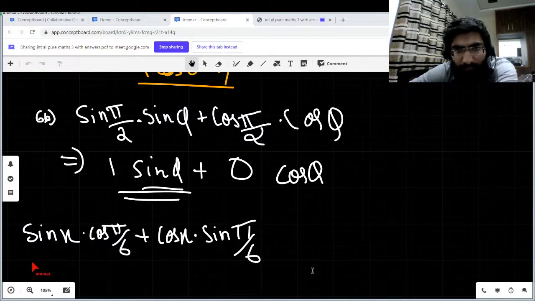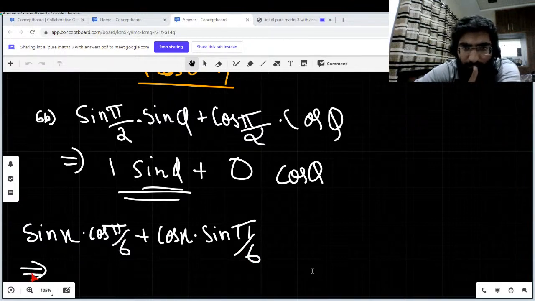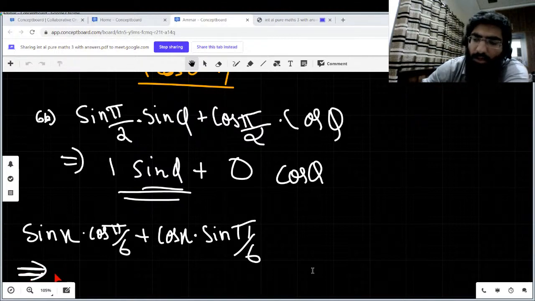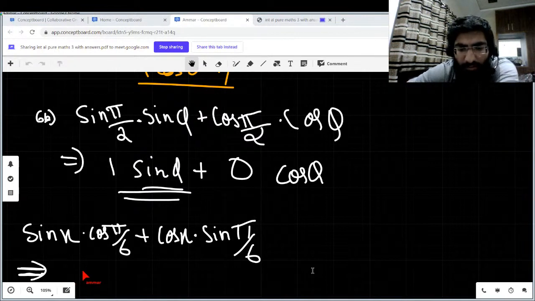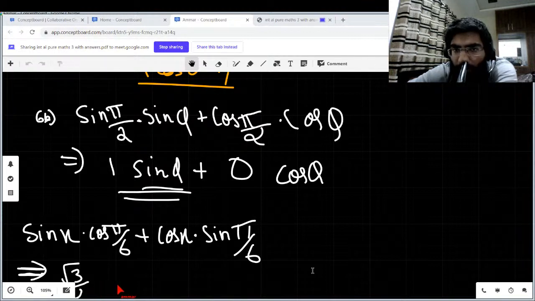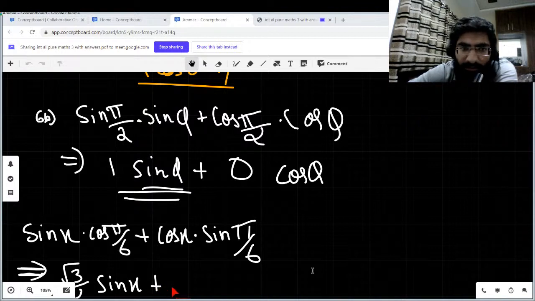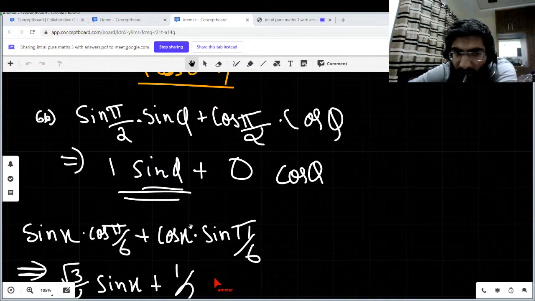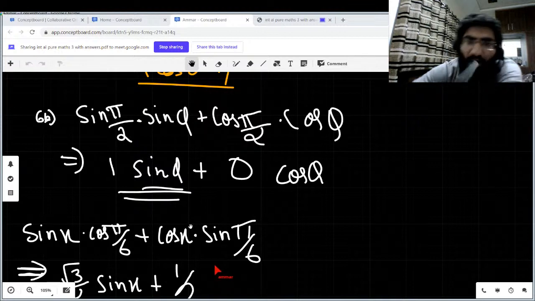So this, cos pi by 6 is how much? Cos pi by 6 is, I don't know, cos 30, root 3 by 2. So root 3 by 2 sine x plus what? Sine how much? Sine 30? Yes, sine pi by 6, sine 30, that's half. So P is root 3 by 2 and half is Q.